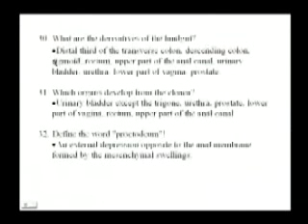So what are the derivatives of the hindgut? The distal third of the transverse colon, the descending colon, the sigmoid, rectum, upper part of the anal canal, urinary bladder, urethra, lower part of the vagina, and the prostate. So which organs develop from the cloaca? The urinary bladder, except the trigone, the urethra, prostate, lower part of the vagina, the rectum, the upper part of the anal canal. So these are the two that we're concerned with now. We will complete discussion of the others in the future.